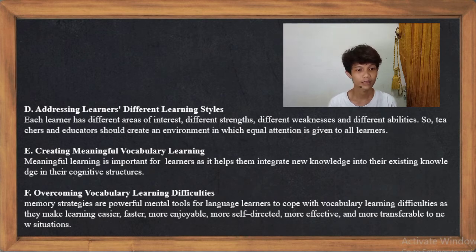Okay, next is overcoming vocabulary learning difficulties. Memory strategies play a vital role in vocabulary acquisition. According to Oxford, memory strategies are powerful mental tools for language learners to cope with vocabulary learning difficulties as they make learning easier, faster, more enjoyable, more self-directed, more effective, and more transferable to new situations.